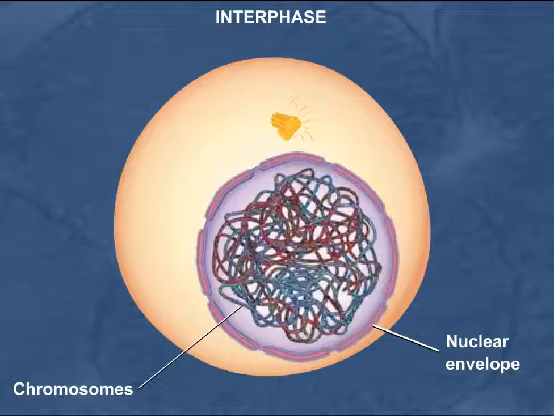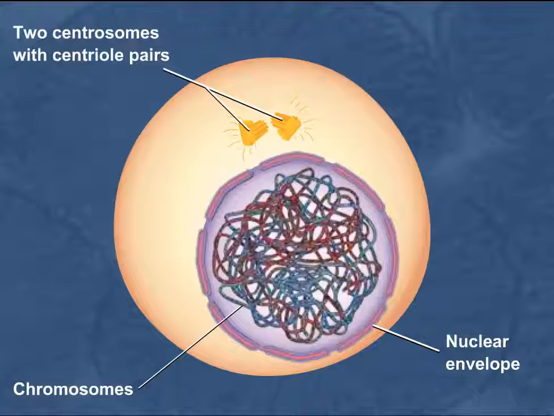In addition to the replicated genetic information, interphase cells that are about to divide also replicate their centrosomes. In animal cells, these centrosomes are formed from centriole pairs.